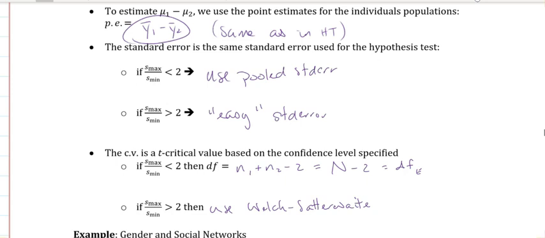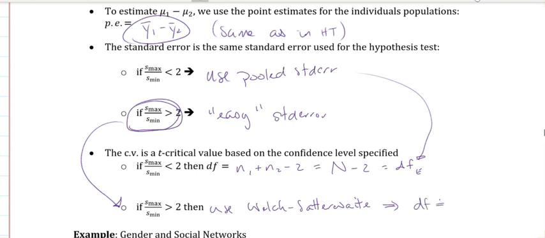But if S max over S min is less than 2, well, because we use the pooled standard error, we're going to use the degrees of freedom for error, because this is basically a regression assumption. But we already identified S max over S min is greater than 2. So we used the easy standard error, but that means we had to use the Welch-Satterthwaite approximation. So that we already did. We found the degrees of freedom to be approximately 30.